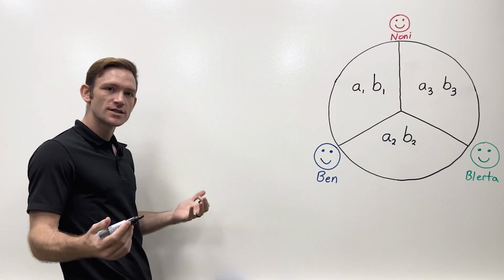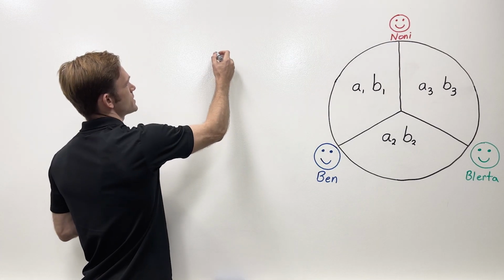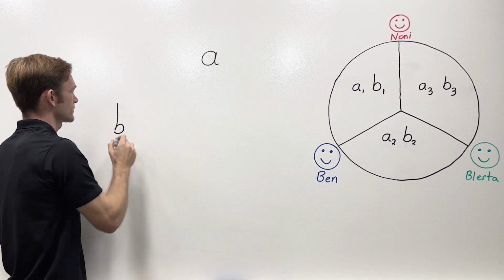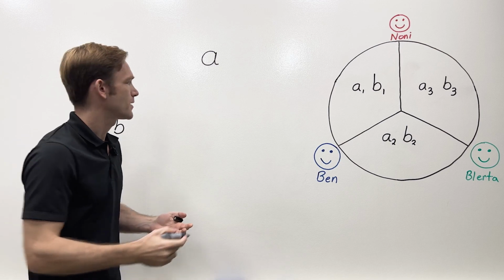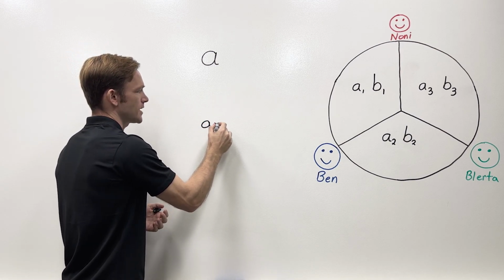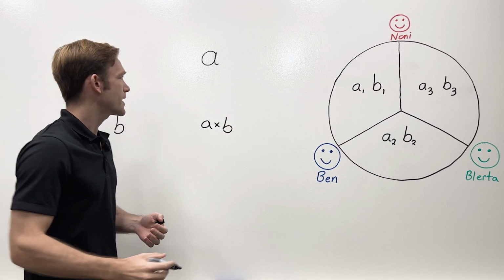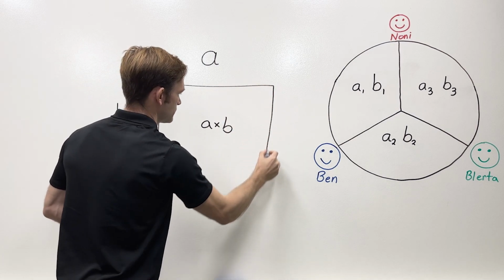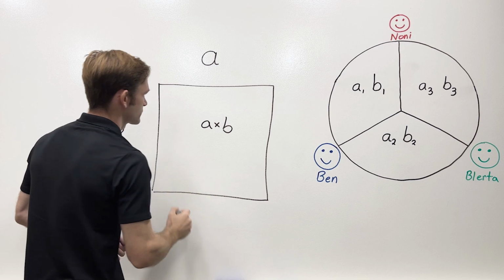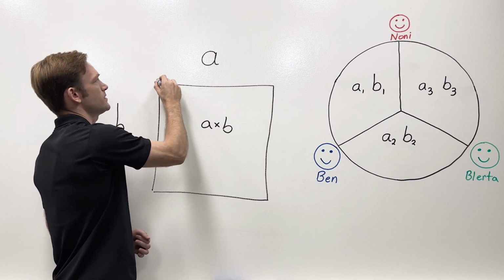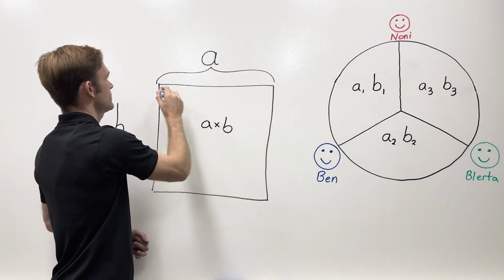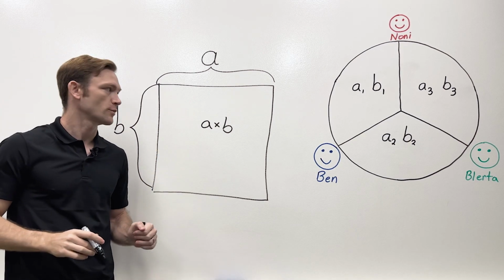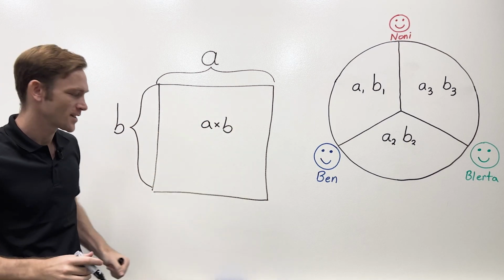So we had these two secret numbers. I'll call them A and B. Well, a visual way of thinking about what is A times B is it's the area of this rectangle, where this side has length A and this side has length B. Okay, sure, we want to find the area of this rectangle.